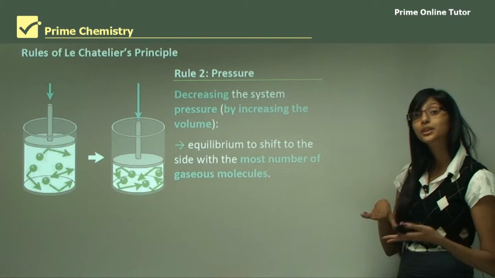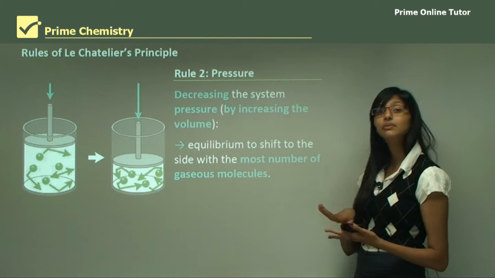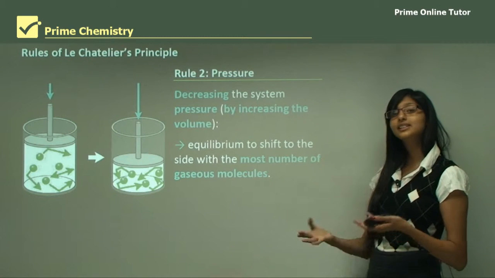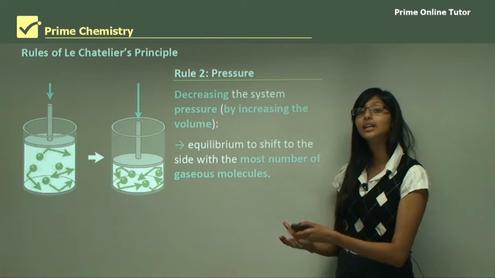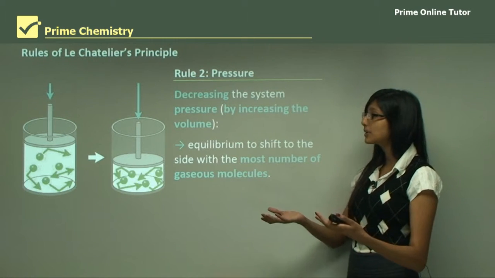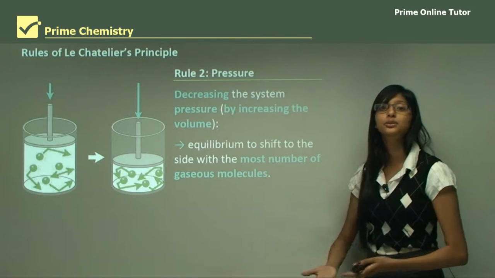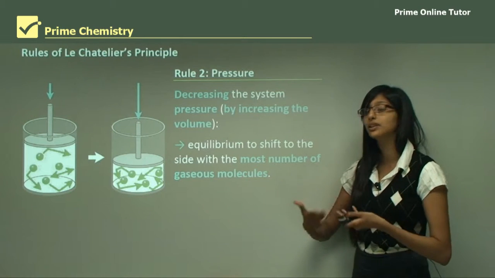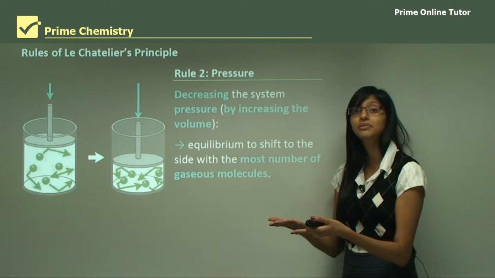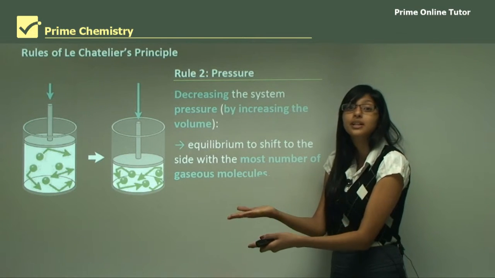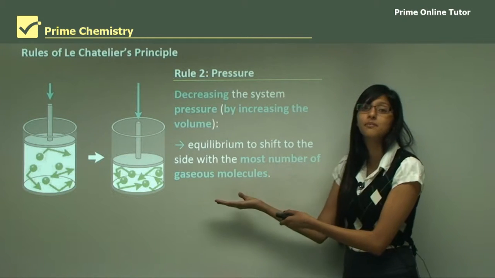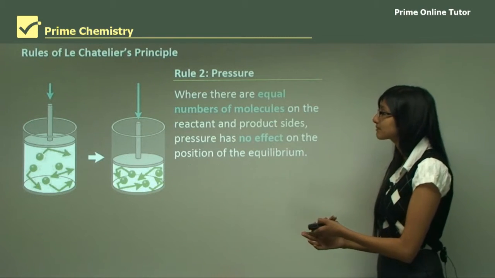What happens if we decrease the pressure of the system? So if we decrease the pressure of the system by increasing the volume, this time the equilibrium will move to the side with more number of gaseous molecules. So if you have more number of gaseous molecules, the pressure will be increased gradually, and that's what the equilibrium will do. If we decrease the pressure, it will want to do something that increases the pressure and brings it back to normal. Hence, it will move to the side with the most number of gaseous molecules.